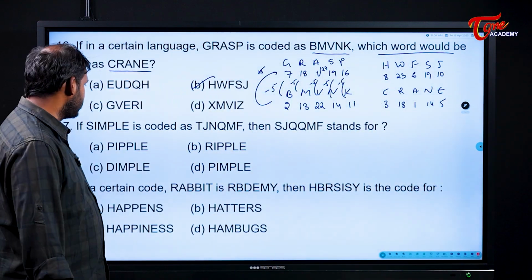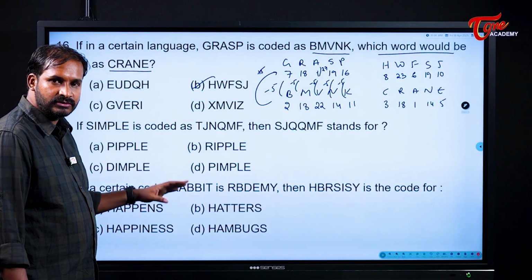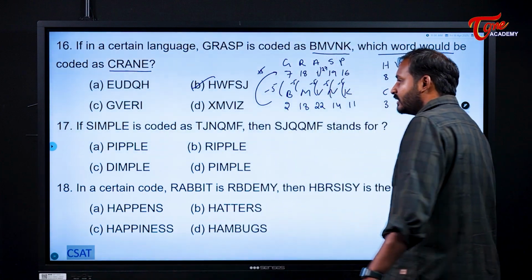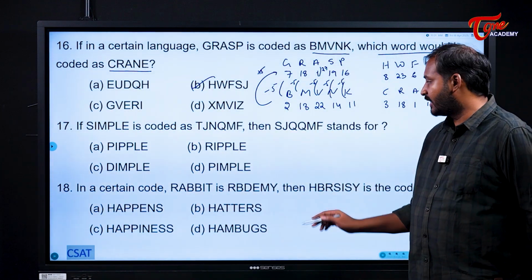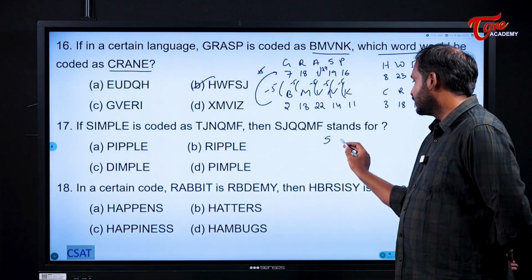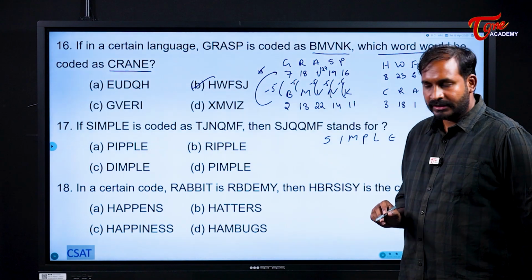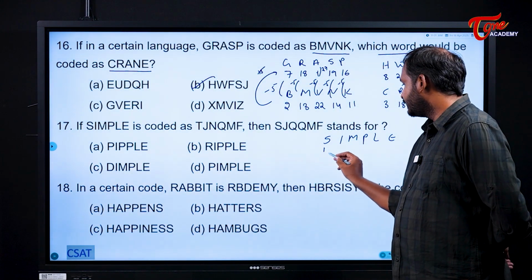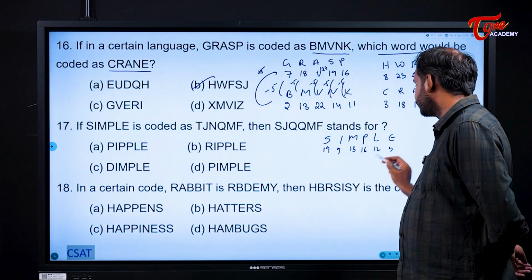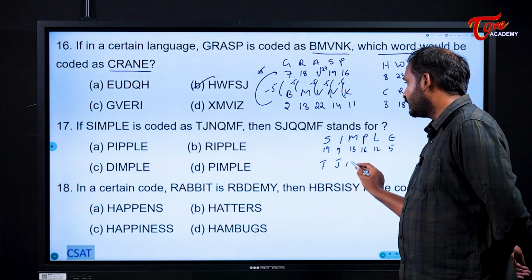Understood? Next, try to pause the video and solve these two examples also. Anyway, I will tell you, but meanwhile, try to solve these two. Now, what will you get here? If simple is coded as something like this. How is simple coded in this case? SIMPLE. So, 19, 9, 13, 16, 12 and 5. Then this one: TJNQMF.